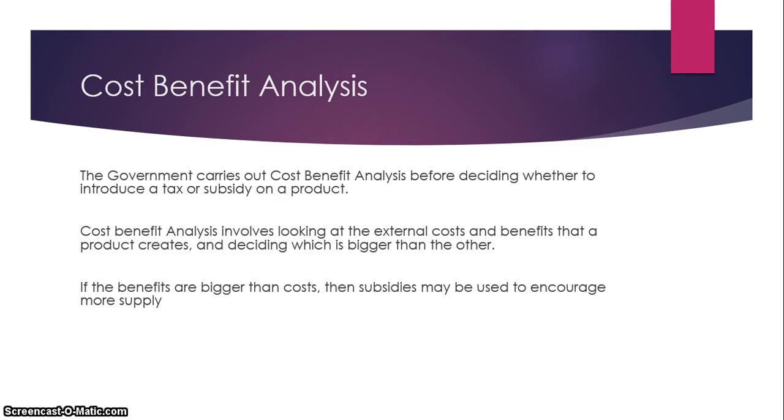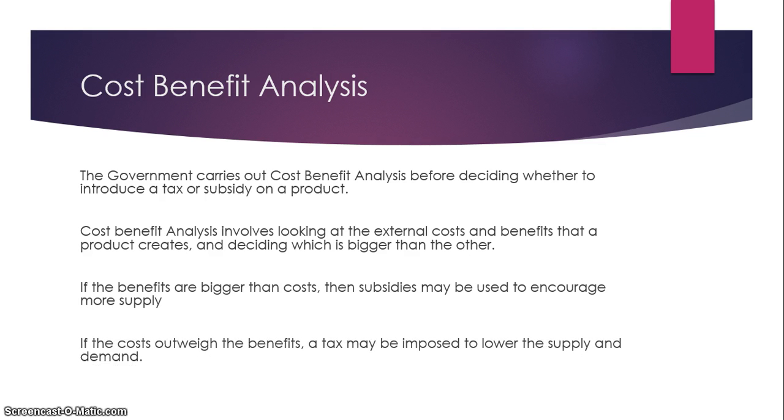If the benefits are bigger than the costs, then they sort of say, well, this is a good thing. The benefits are bigger than the cost. Maybe we put a subsidy on it, so we want more people to use it. If the cost outweighs the benefit, so there's more external cost than there is benefit, they might put a tax on that product and might try to get people to use less of it.